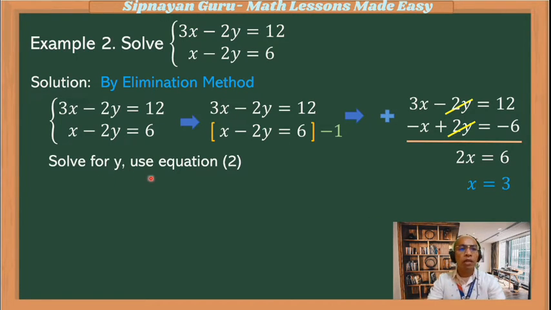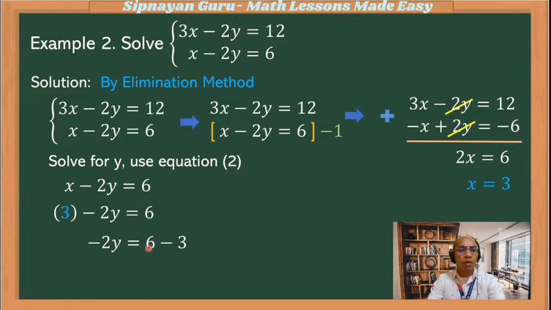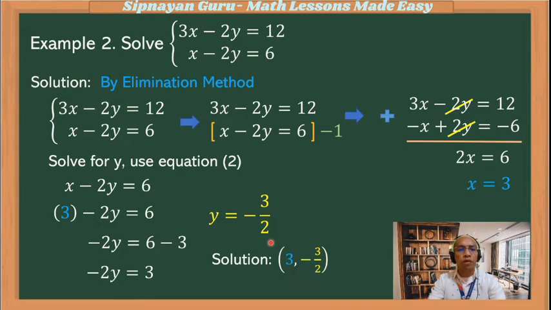Solve for y, use equation 2. So our equation 2 is x minus 2y is equal to 6. So our x is equal to 3, substitute, minus 2y is equal to 6. So negative 2y is equal to 6, transpose 3 to the other side, so that would become negative 3. Then 6 minus 3 is 3. Then divide both sides by negative 2, the coefficient of y. So our y is equal to negative 3 over 2. So indeed, the solution is the same, which is 3 and negative 3 over 2.